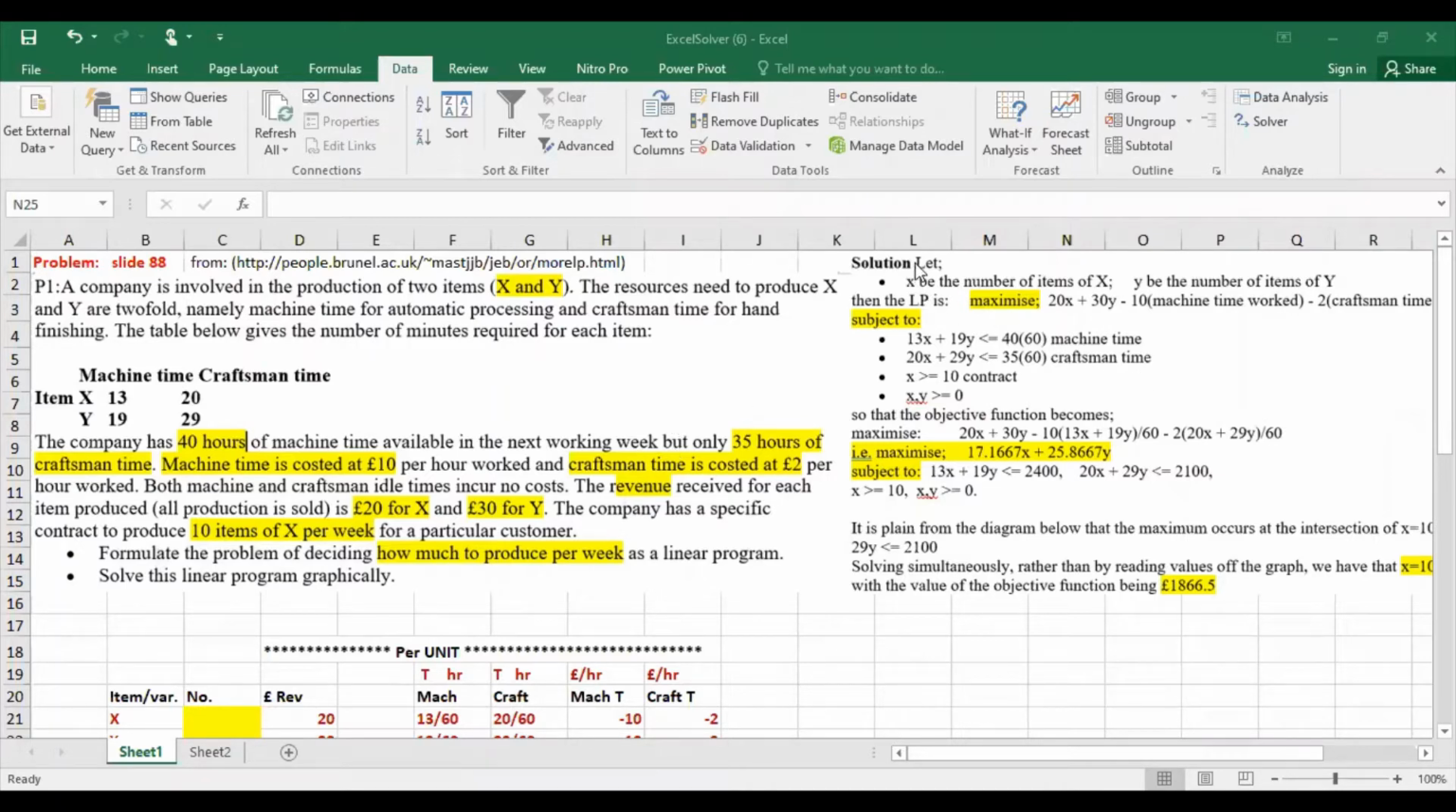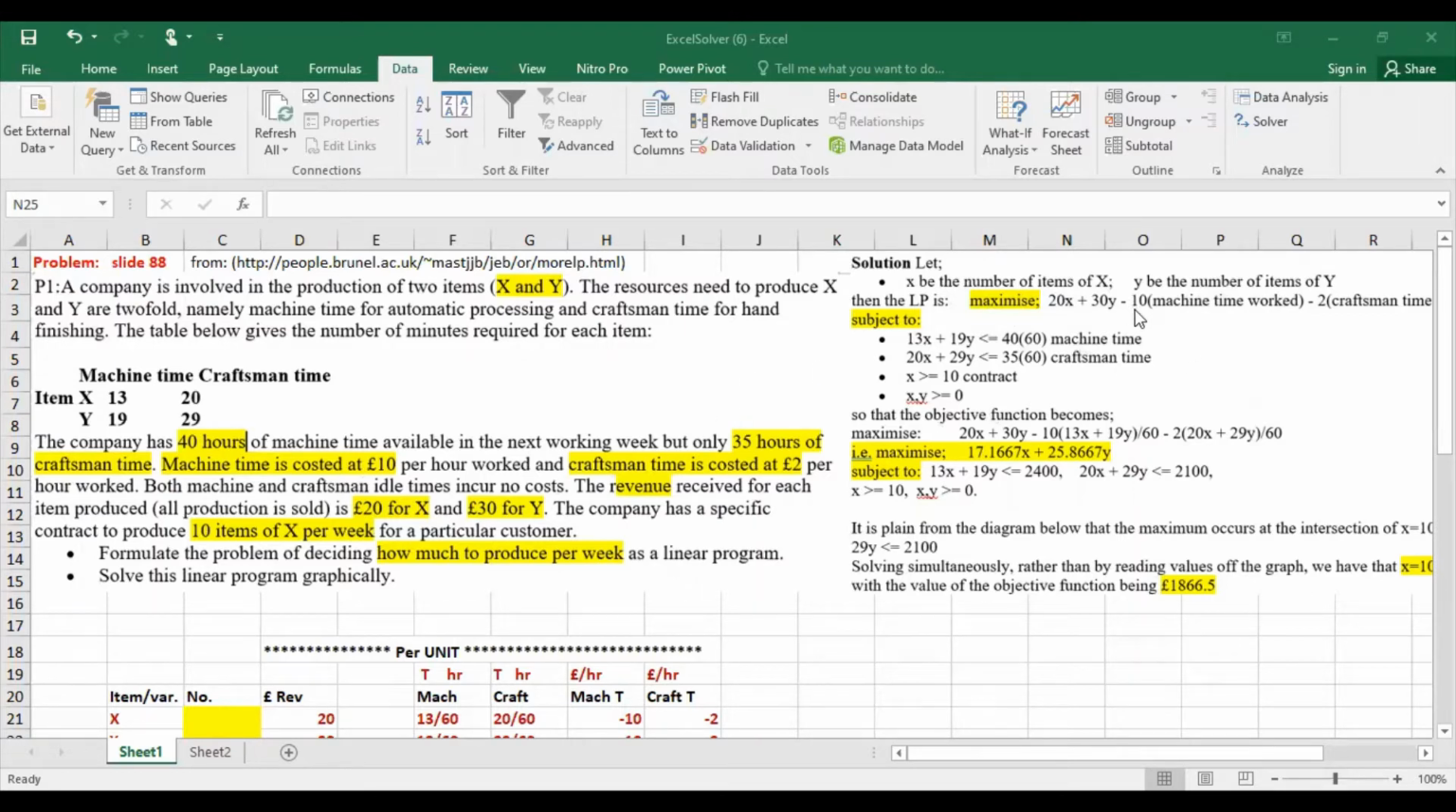So let's have a look. Let X be the number of items of X, and Y be the number of items of Y. This is the linear equation solution, what I have to make. Okay, linear programming will be: how does it come? 20X plus 30Y. So 20X is basically the revenue, the profit, and the revenue for Y is 30Y.